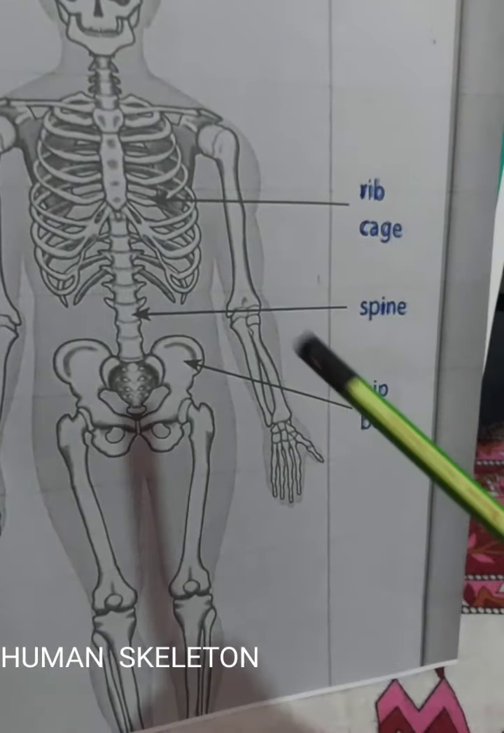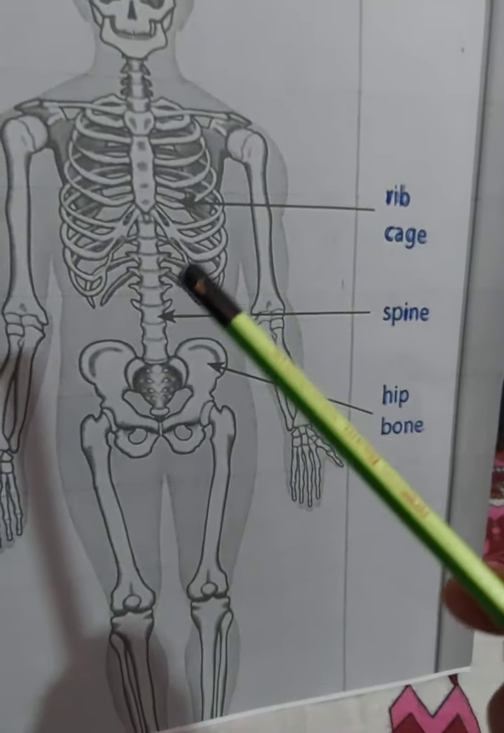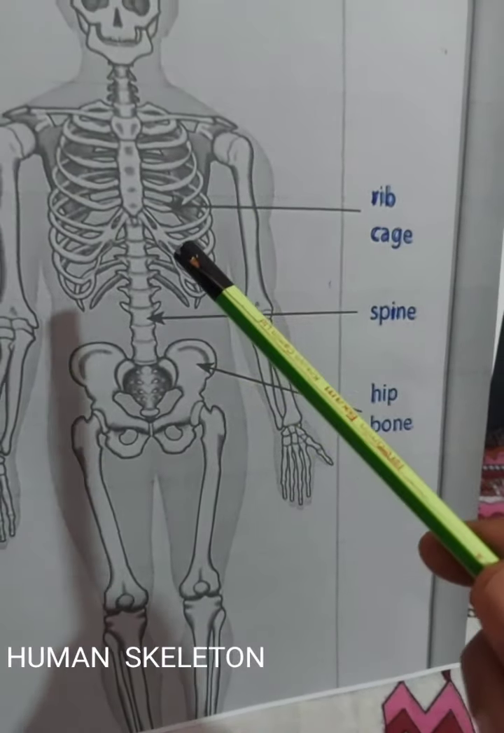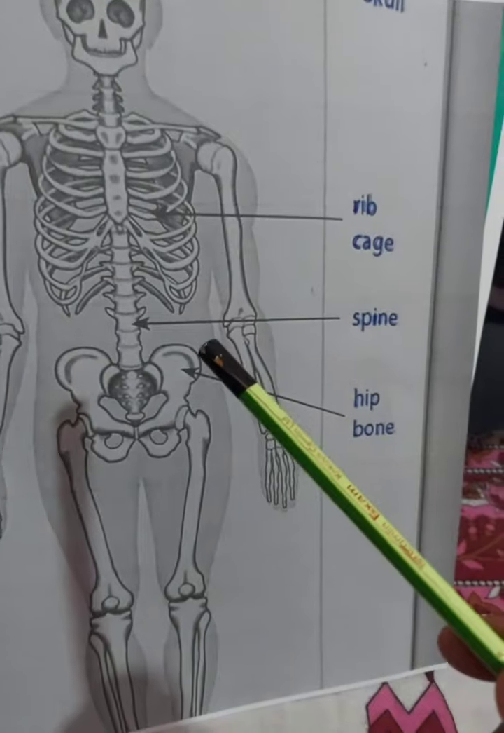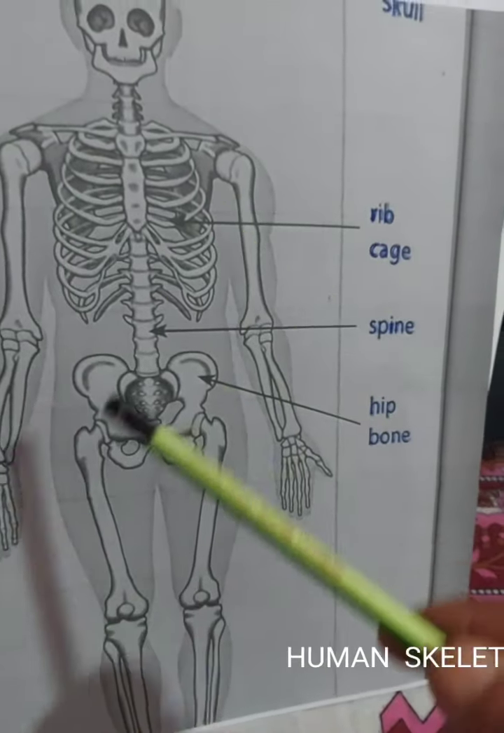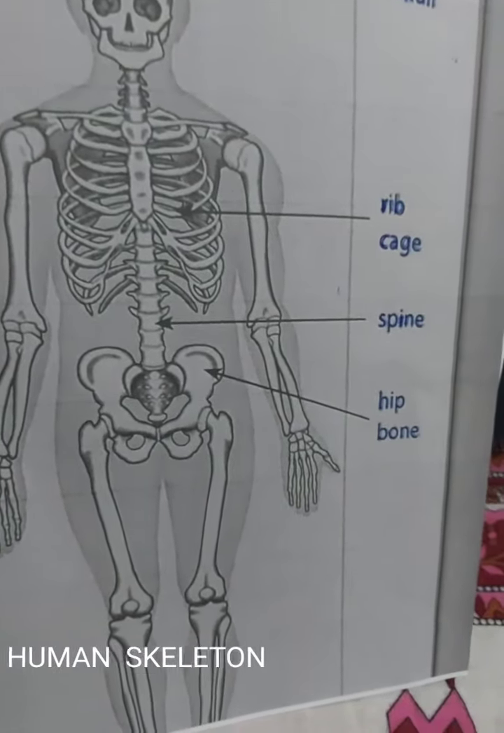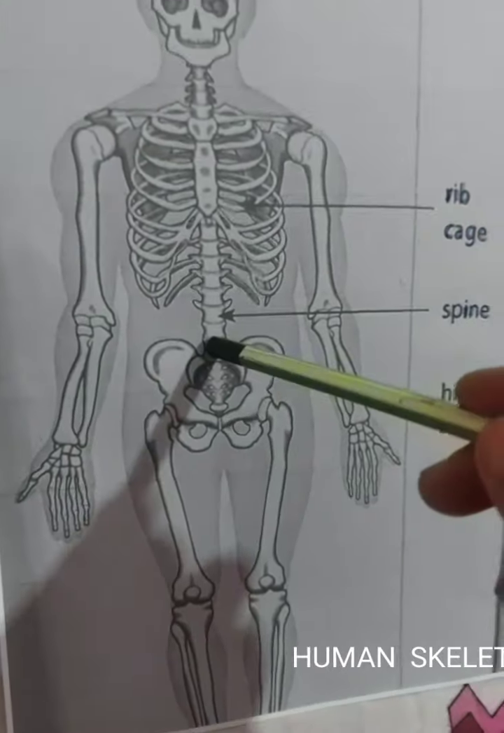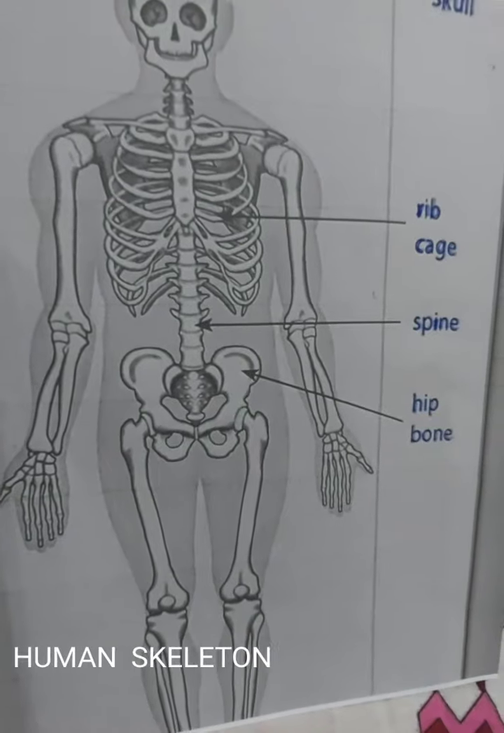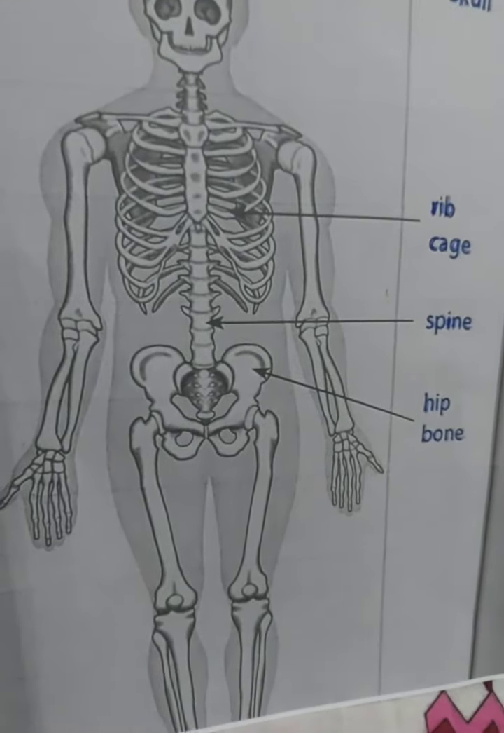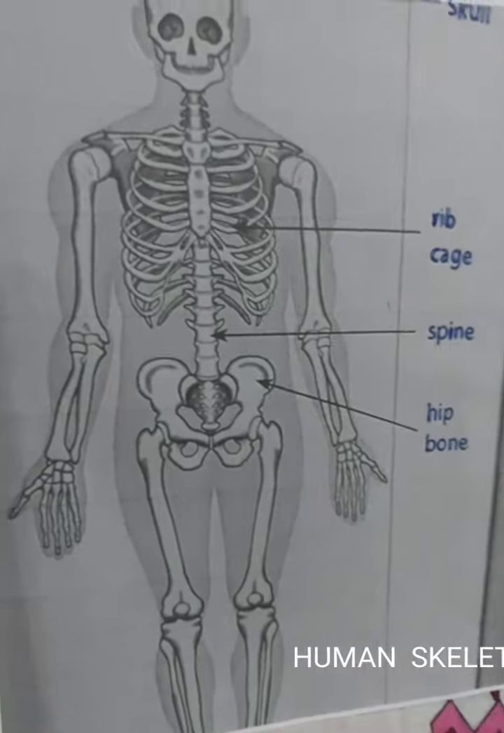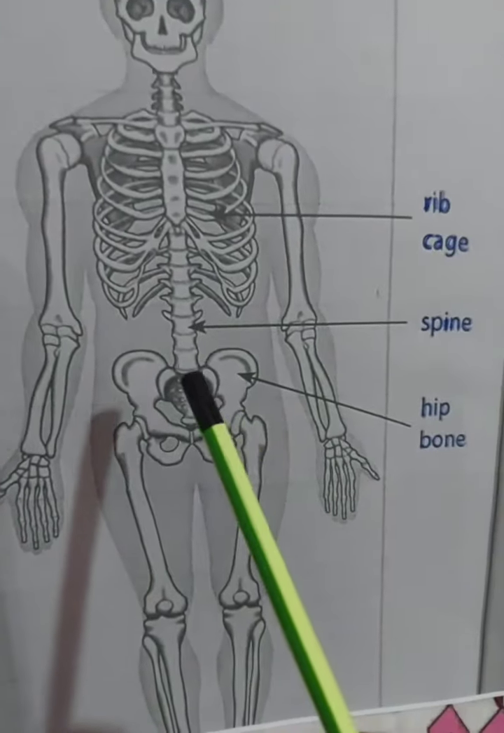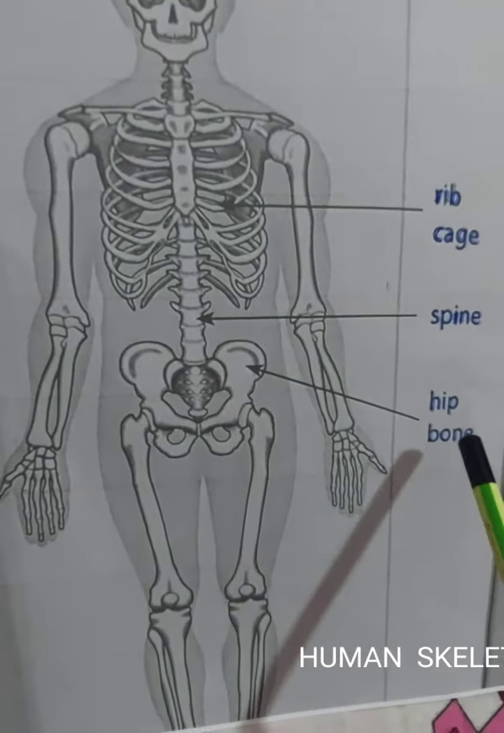The function of the vertebral column is to help us to stand straight and erect, and it protects the spinal cord from being hurt. The vertebral column protects the spinal cord from being hurt.